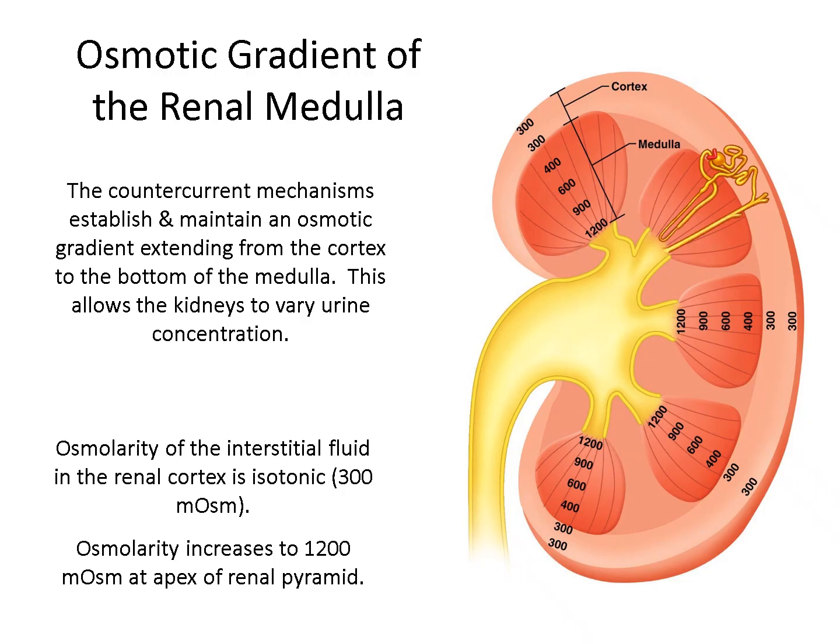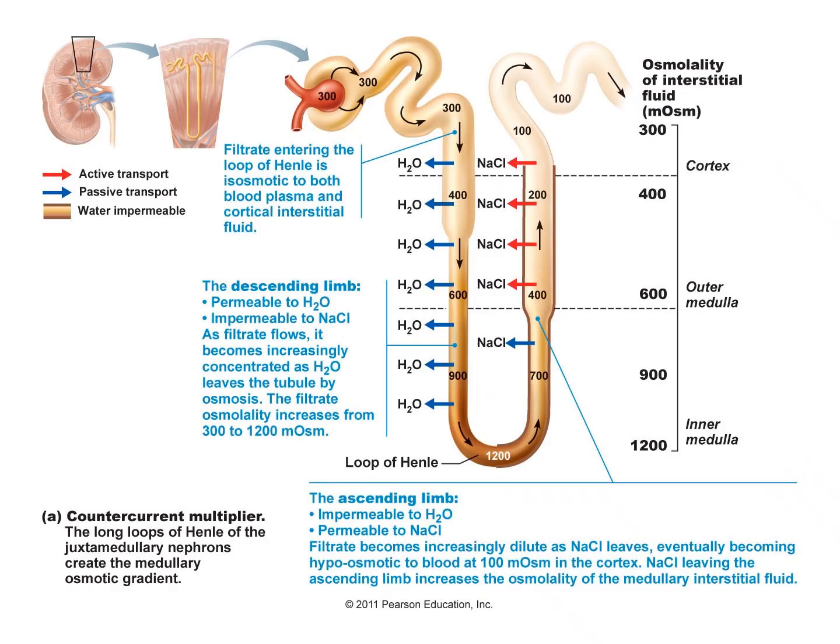In countercurrent mechanisms, fluid flows through adjacent tubes in opposite directions. The countercurrent multiplier is the interaction between the flow of filtrate through the ascending and descending limbs of the long loops of Henle of juxtamedullary nephrons. The countercurrent exchanger is the flow of blood through the ascending and descending portions of the vasa recta blood vessels. It is the juxtamedullary nephrons with their long loops of Henle that create the medullary osmotic gradient.